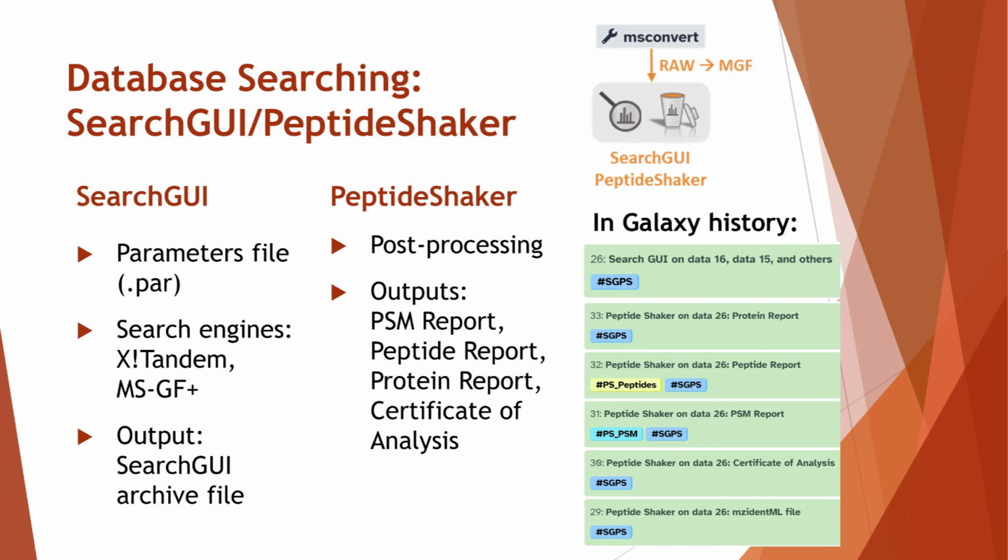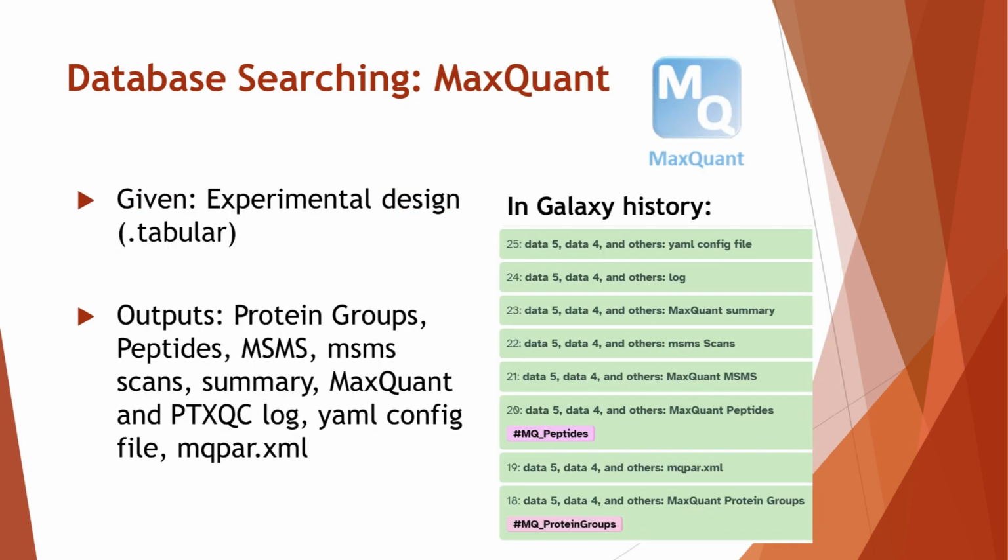The other tool for database searching is MaxQuant. As I previously mentioned, we have provided an input tabular file called experimental design. Similar to the parameters file used for SearchGUI, the experimental design file is specific to MaxQuant and contains experimental conditions, sample groups, and relationships between samples in a proteomics experiment. This file helps MaxQuant correctly organize and analyze this mass spectrometry data. More details about this file can be found on the GTN page for the Discovery module.